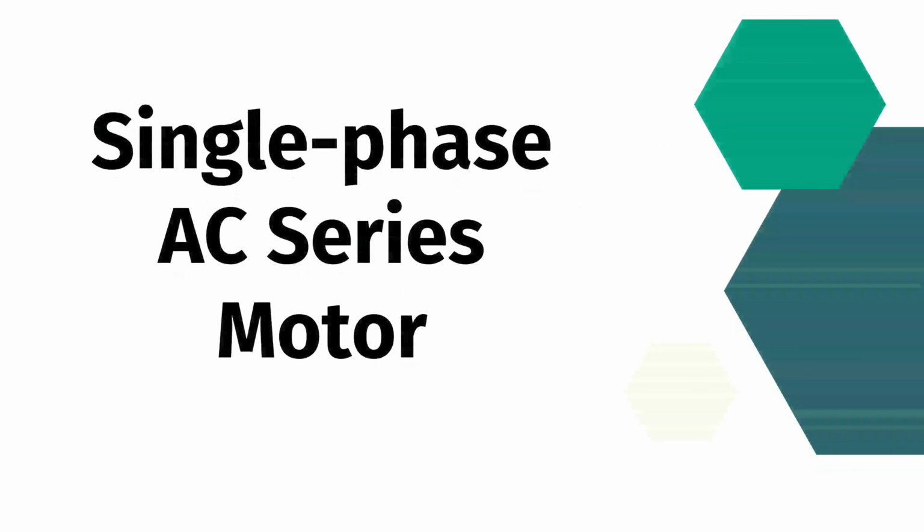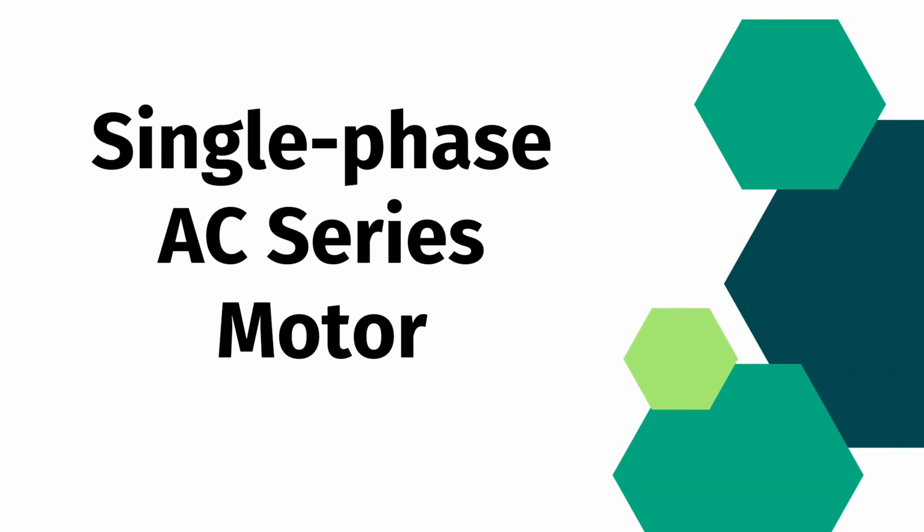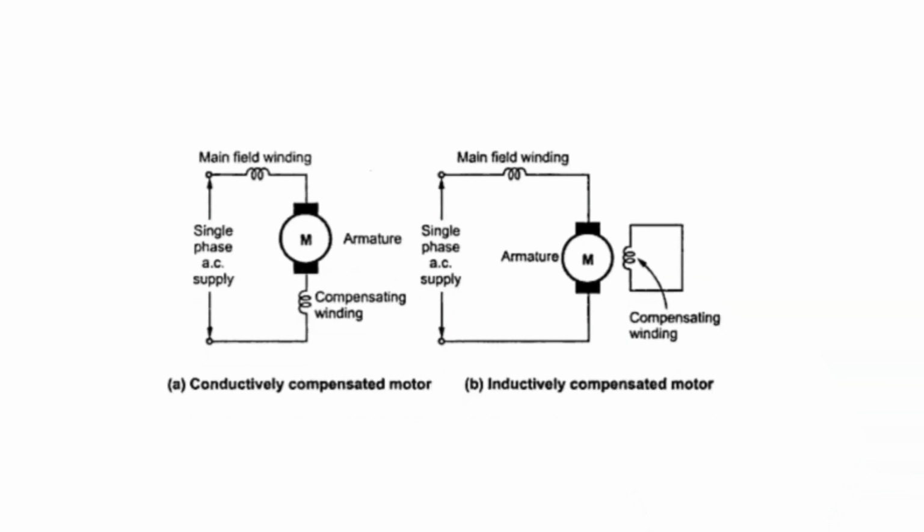Now comes the single-phase AC series motor. This motor is an AC motor where the field winding and the armature winding are connected in series. This provides high starting torque. A single-phase AC series motor has high starting torque and speed control over a wide range. It is used for driving small electrical appliances such as vacuum cleaners and refrigerators.